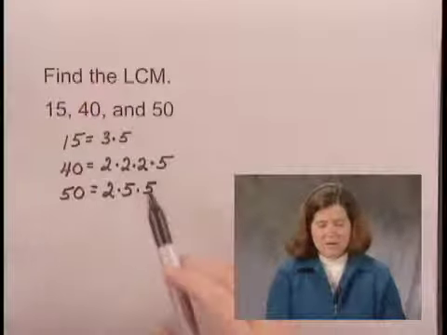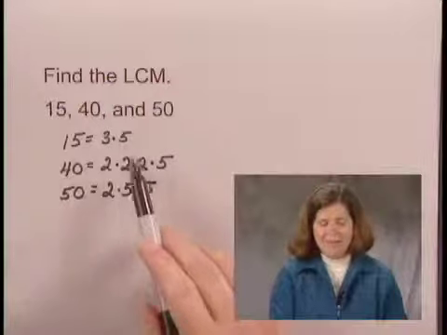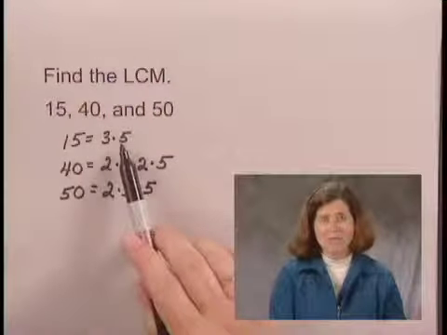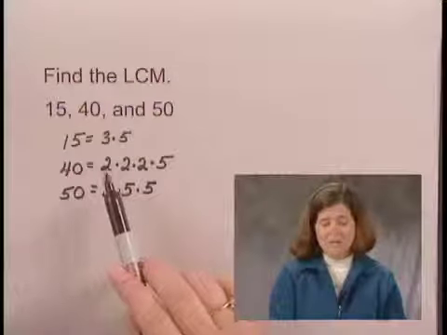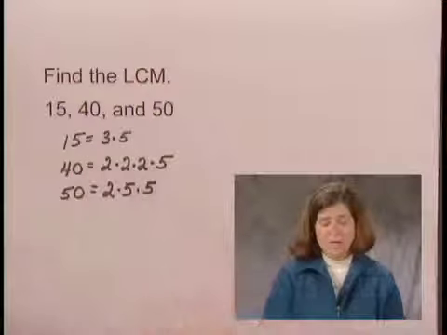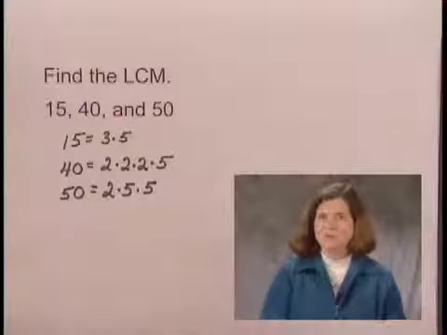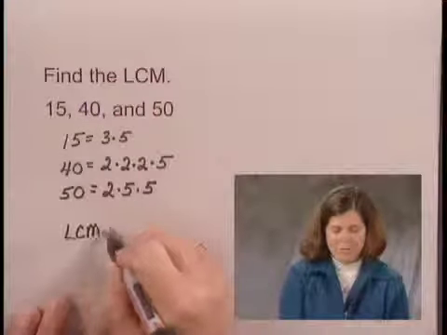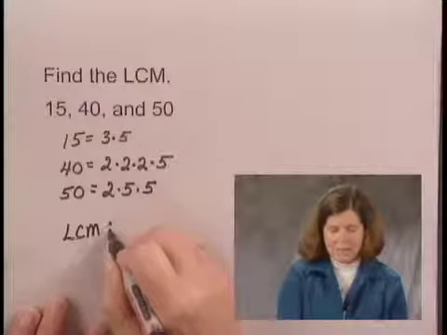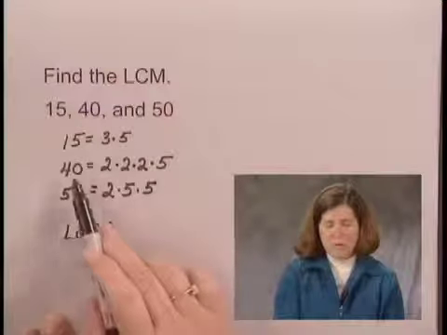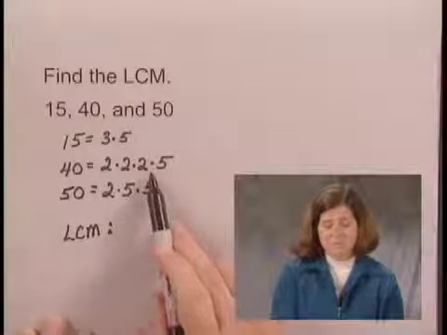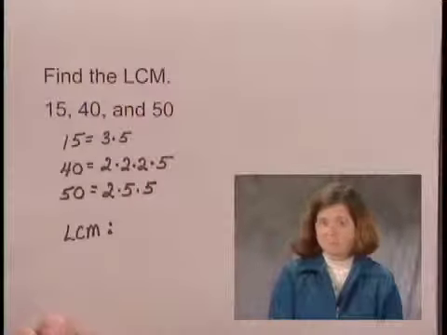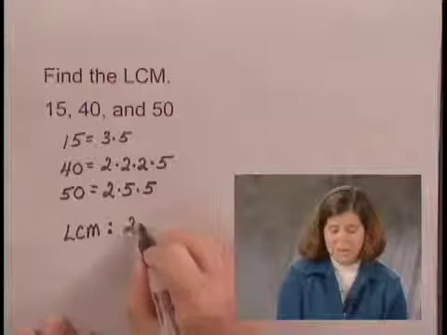Now we can use those prime factorizations to find the least common multiple of the three numbers. We look at, for example, 15. Any multiple of 15 has to contain factors of 3 and 5. Any multiple of 40 has to contain three factors of 2 and 1 factor of 5. Using that logic, our least common multiple has to contain, for 40, 3 factors of 2. For 50 it has to contain 1 factor of 2. We don't need 4 factors of 2, we just need 3.